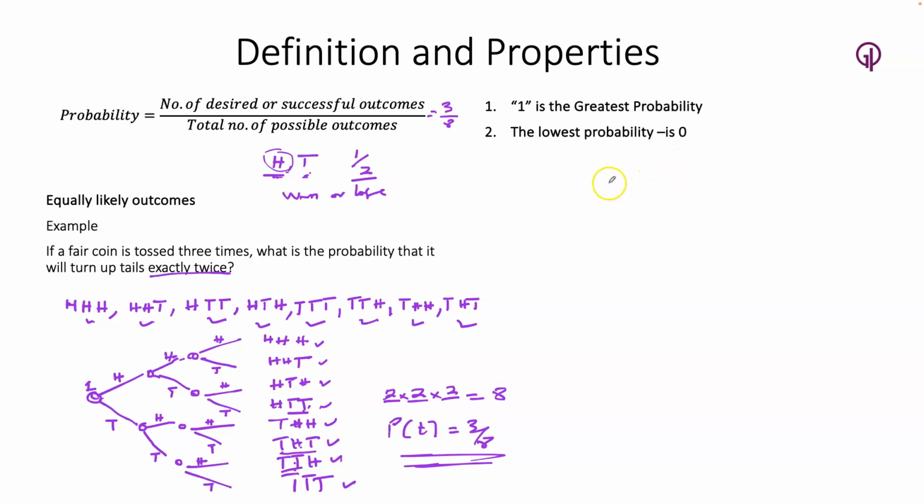And so here you realize that the number of successful outcomes over the total number of possible outcomes is what? Is 6/6, and the answer is what? 1. Now here the lowest probability is what? Is 0.